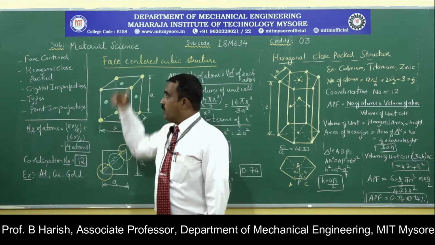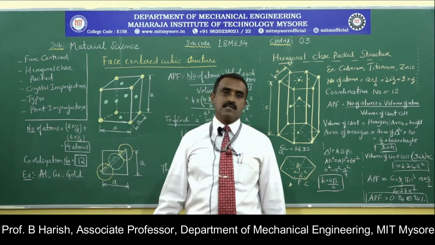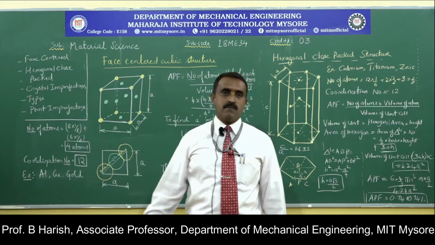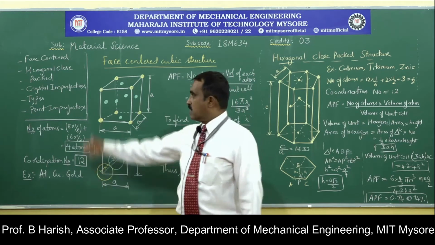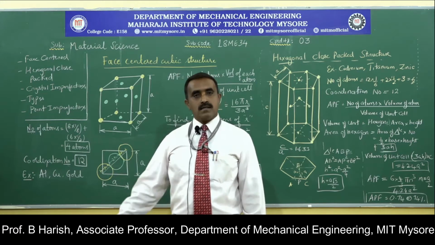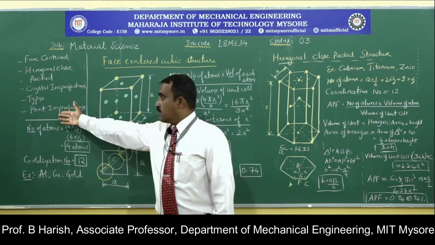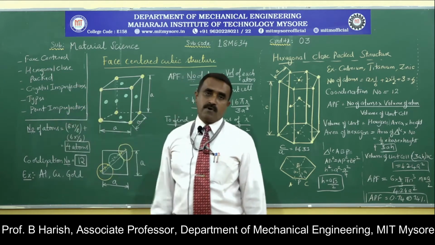Then I'll go to one more topic, called crystal imperfections. There we'll be discussing what is imperfection, what is crystal imperfection, and the types of crystal imperfection. We have four types: point, line, surface, and volume imperfections. Today in this session I will be covering point imperfection.